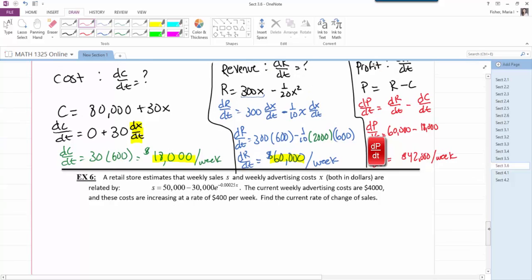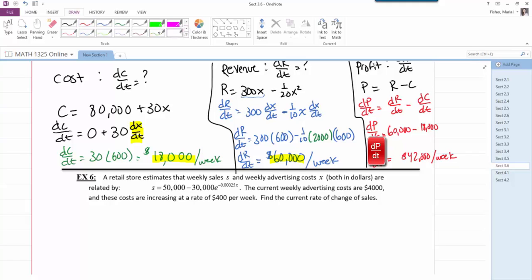Okay, let's look at our last one, number 6. Number 6 says, a retail store estimates that weekly sales, S, and weekly advertising, X, both in dollars, are related by the following equation. S is equal to 50,000 minus 30,000 e to the negative 0.00025x. The current weekly advertising costs are $4,000, and these costs are increasing at a rate of $400 per week. Find the current rate of change of sales.